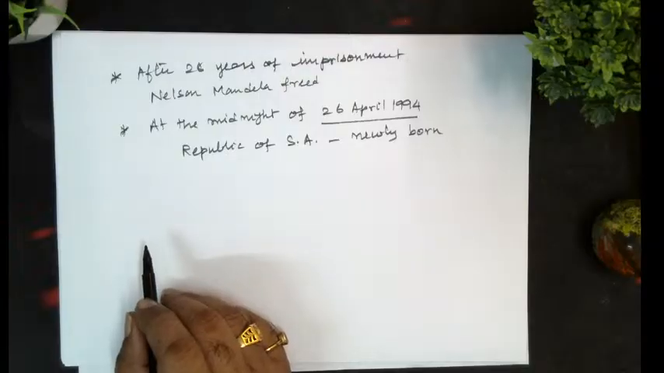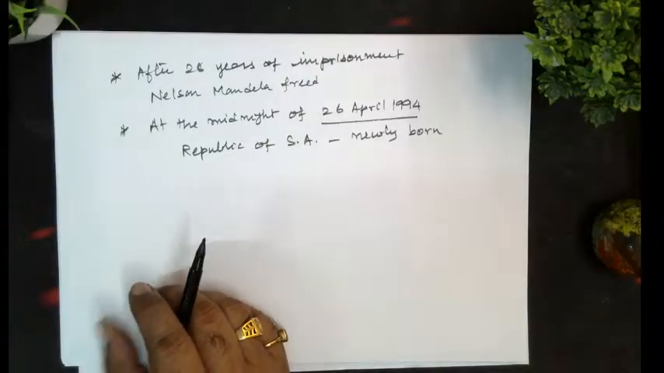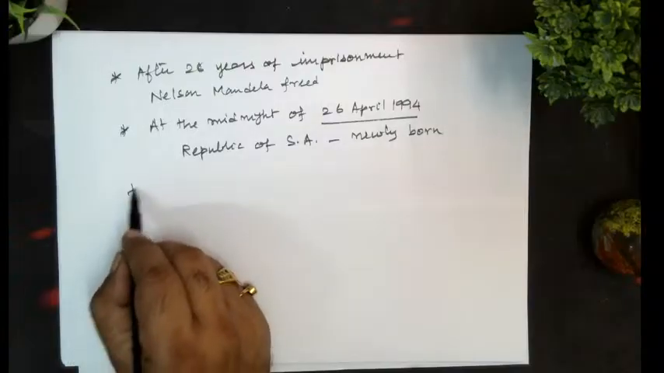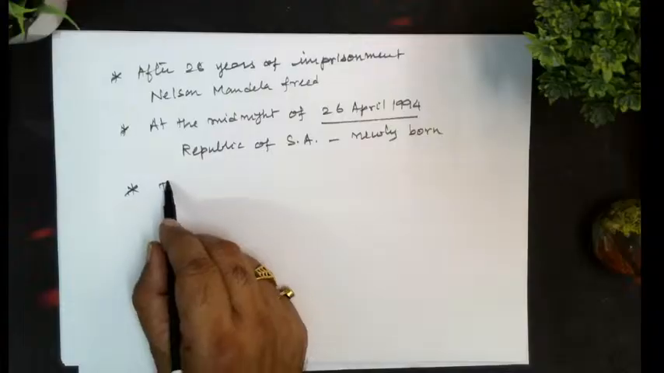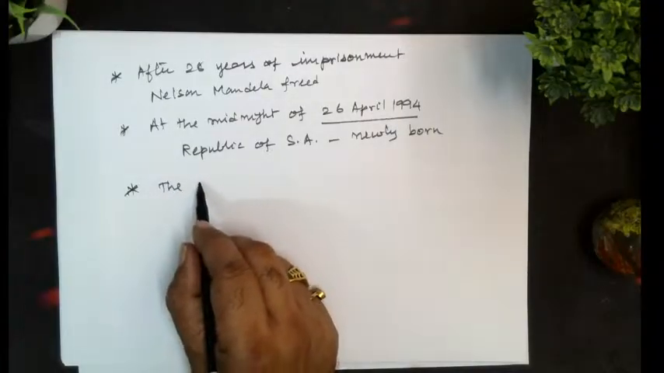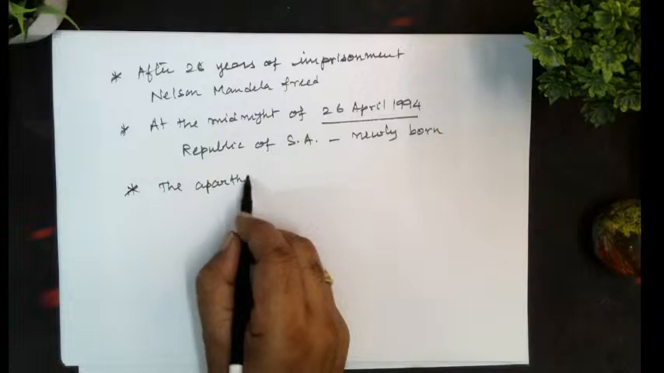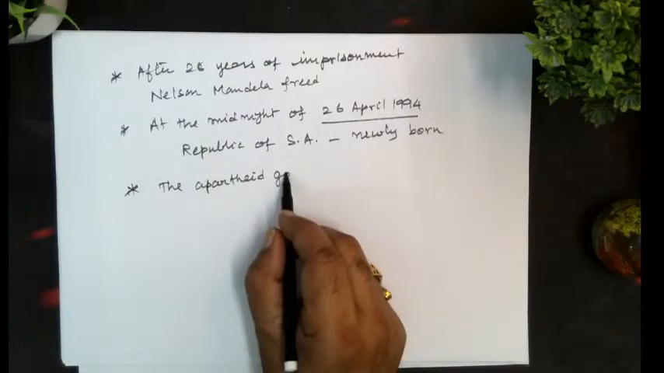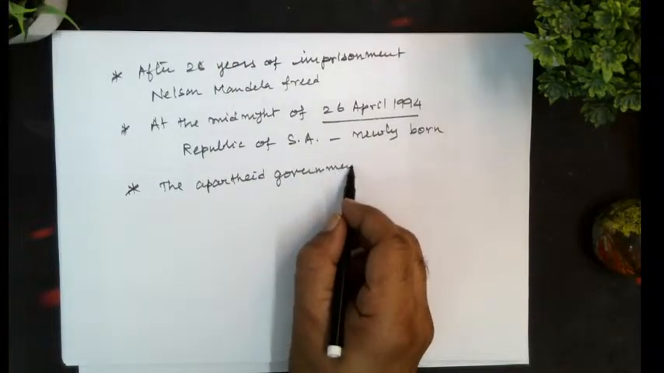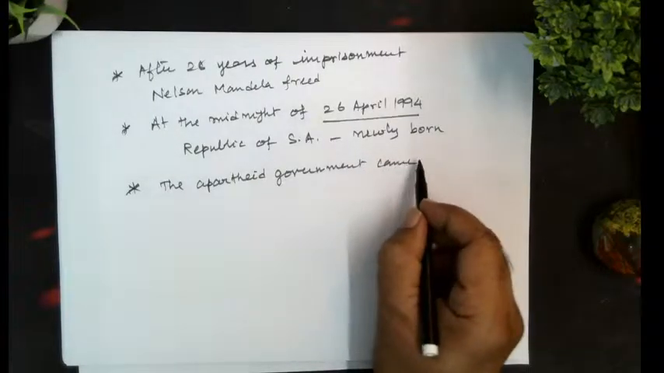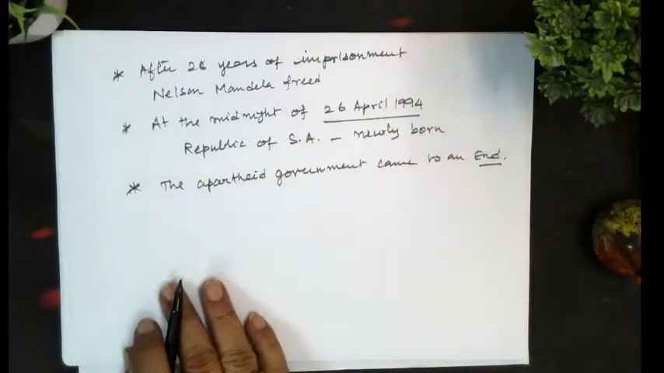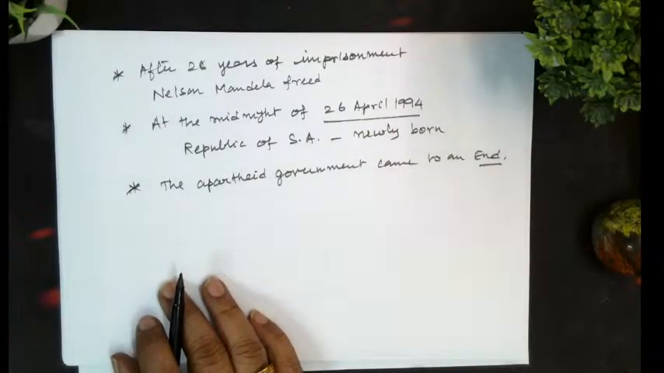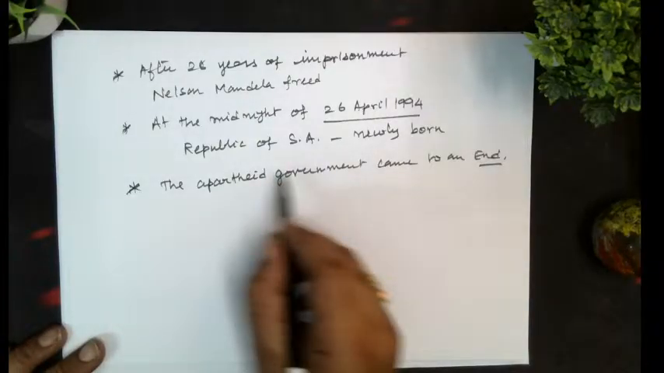So the new national flag was unfurled. The apartheid government came to an end. Thereby, it paved the way for the formation of multiracial government.